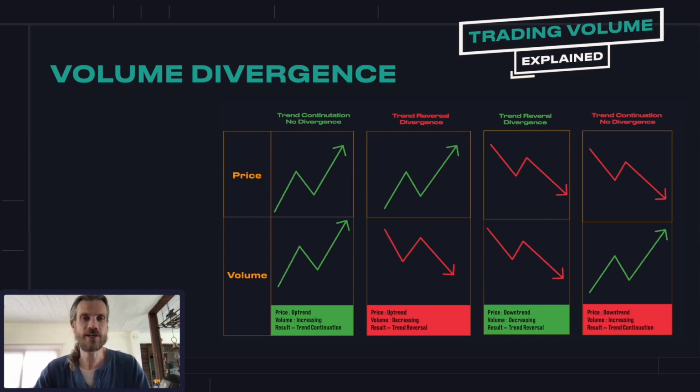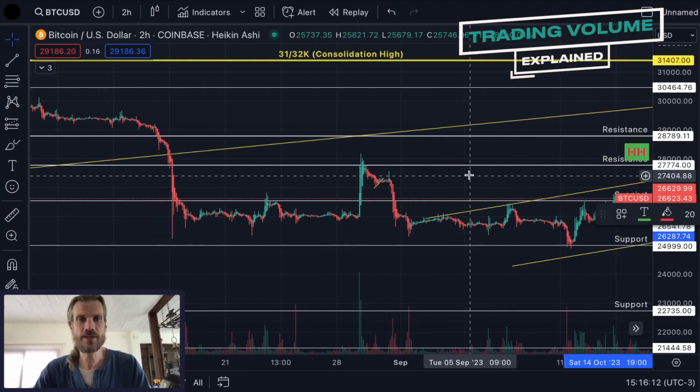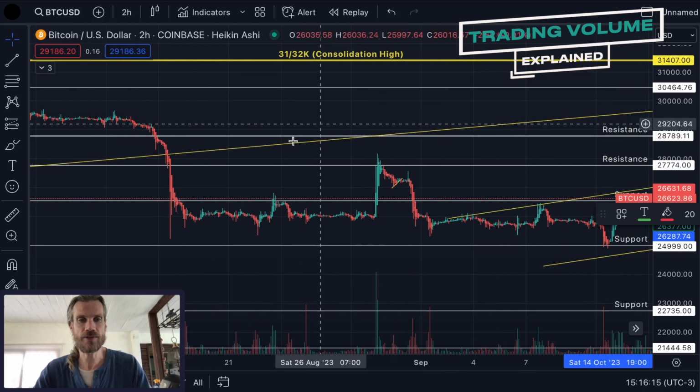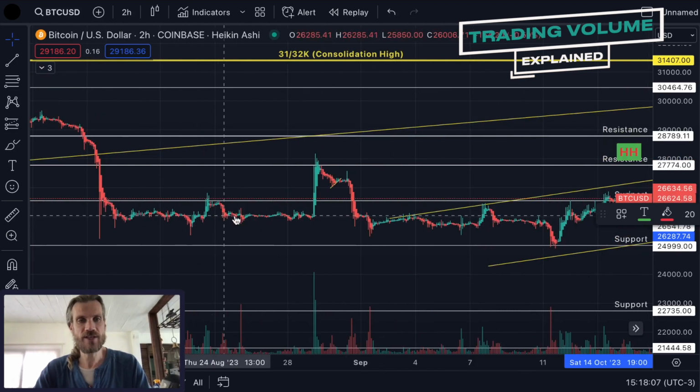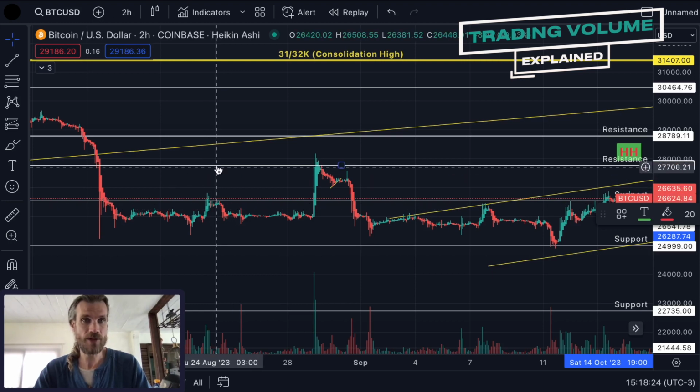So what does this look like in the real world? This is Bitcoin 2-hour chart. If we zoom in to some price action we had back in August, the price action was very, very static. It wasn't really moving at all. Very low liquidity. You can see the volume here was quite low. We had this potential move to break out above this resistance line, but as a trader, there was insufficient volume to make me believe the price action was going to go up any higher.